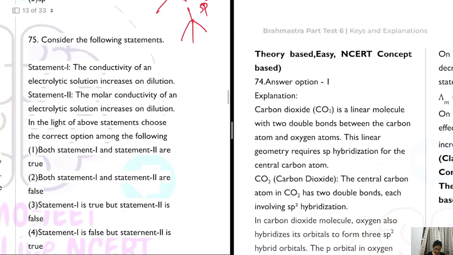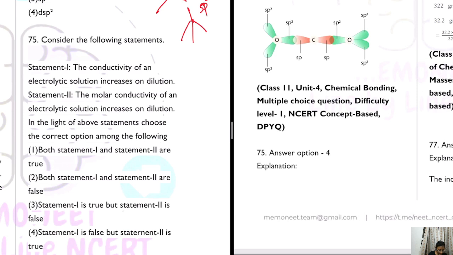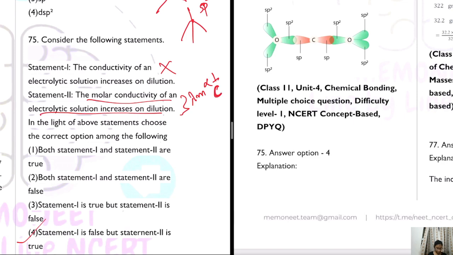So let's move to the next question. Consider the following statements. The conductivity of an electrolytic solution increases on dilution. No, this is false. We'll see why. The molar conductivity of an electrolytic solution increases on dilution. Yes, this is true. So this is the correct answer, because here lambda m is inversely proportional to concentration. So as dilution occurs, that is concentration decreases, lambda m will increase.